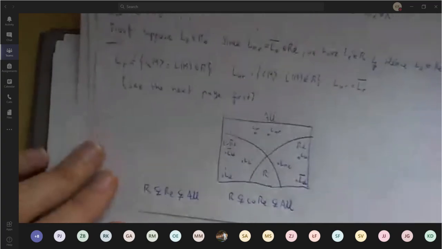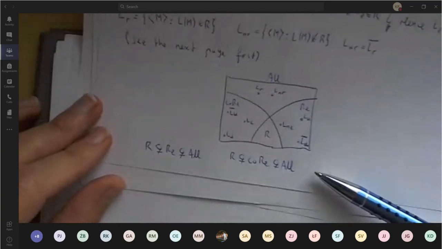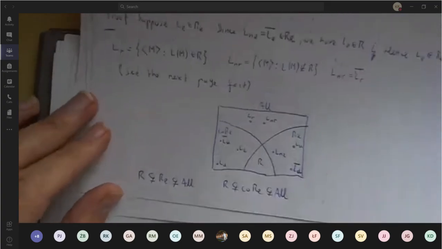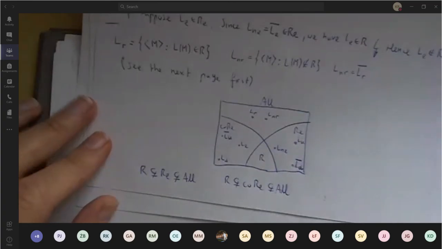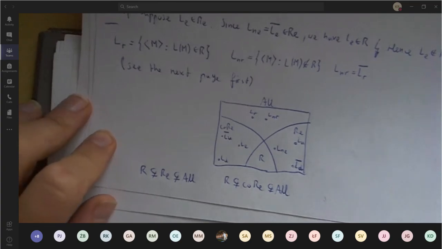Do you see the picture? Okay, I will make photos of these notes and upload them and send them to our group. Okay. Are you with me? Yeah.